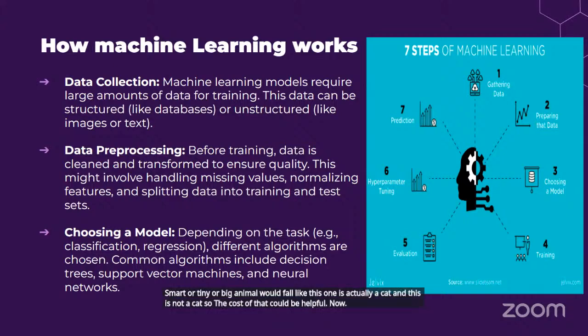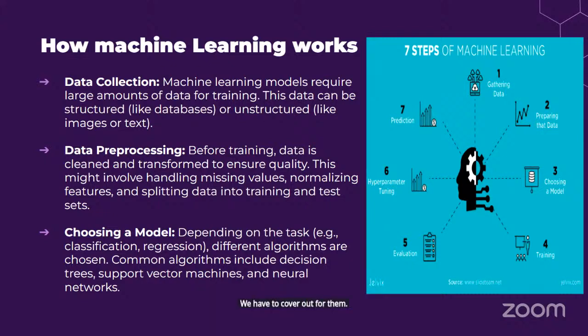Now, data processing: before training, data is cleaned and transformed to ensure quality. This might include handling missing values, normalizing features, and splitting data into training and test sets. Now, for us to be able to train the model and make use of the data, we have to do some cleansing. Oftentimes, when we get data from any of our sites, for instance, if you go to a Kaggle dataset, the data may have some null values and empty spaces in it. We have to cover up for them.